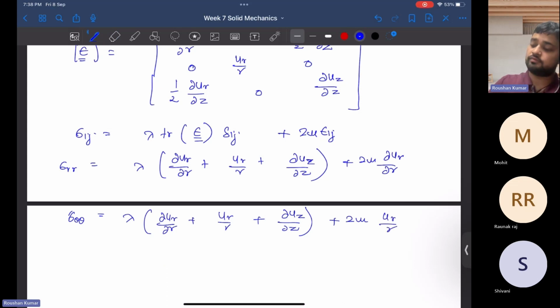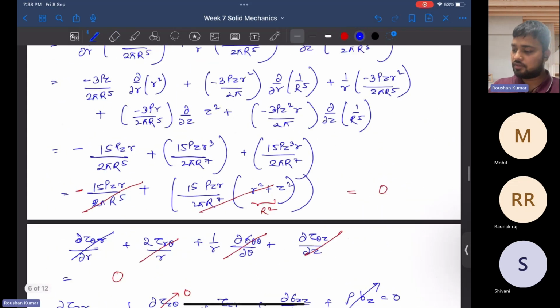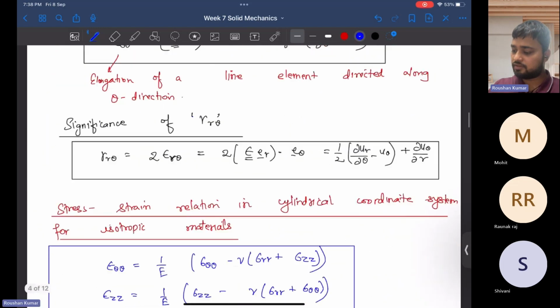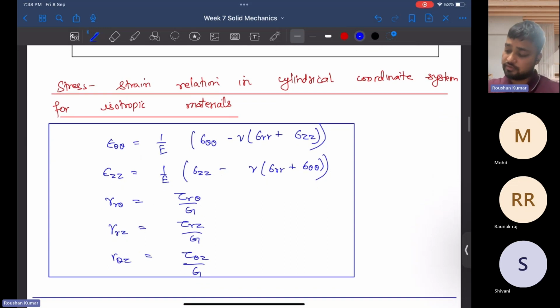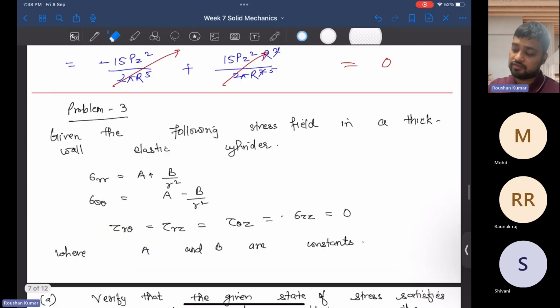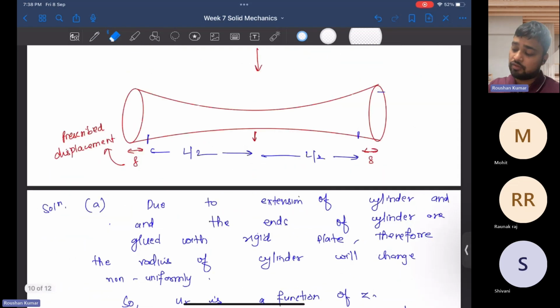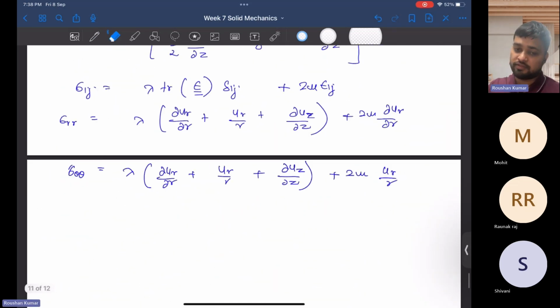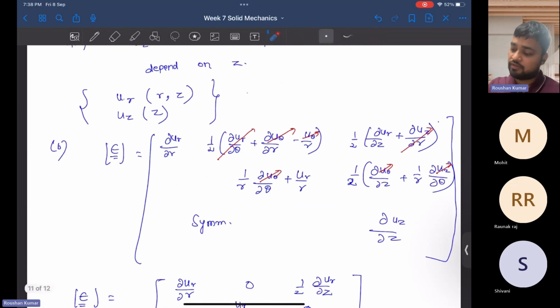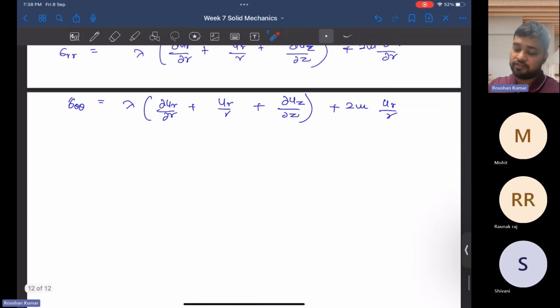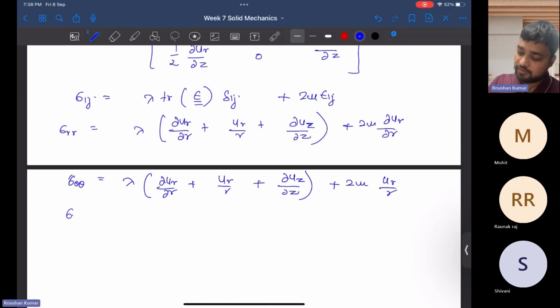u r upon r. So above, in the starting of this lecture, I have shown you the strain displacement relation, and now I am writing here the stress strain relation. We are not writing those terms which are 0 already. So here you can see some of the terms are 0, so we are not writing them in the stress strain relationship. The next one is sigma zz, which is lambda times del u r over del r plus u r upon r plus del u z over del z, plus 2 mu del u z over del z.